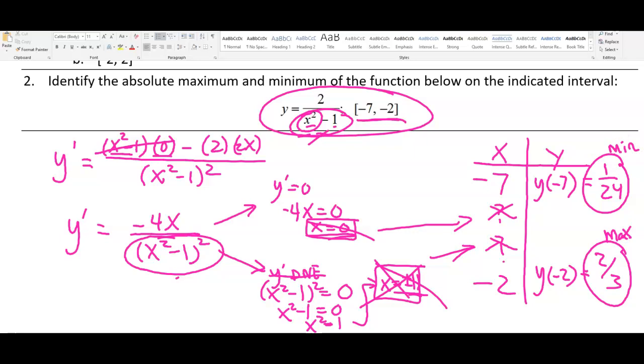Now on the test, I'm pretty sure for this question, they're going to list them as a point for this particular question. So you would see an answer that looks like this. Okay, but let's go ahead and move on to our next question.